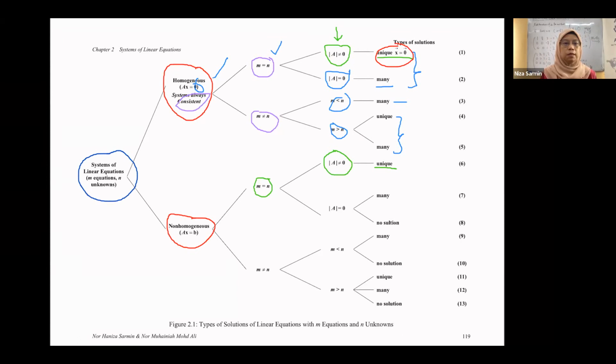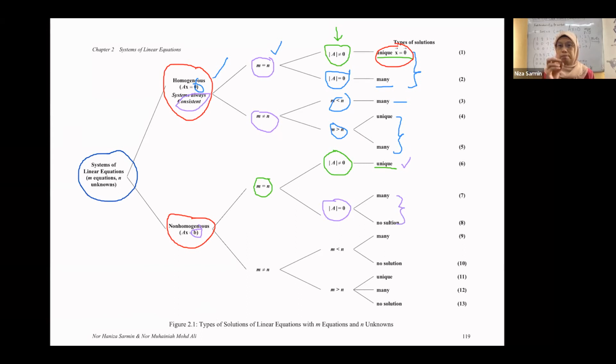Okay. So now we go to the case in which we have the non-homogeneous, meaning there is a B here. So when the case M is N, still we get the square. So there is a case where the determinant is not 0, unique. That is really straightforward. In the case the determinant is 0, there can be many or no solution. The only thing we know is it's not unique.